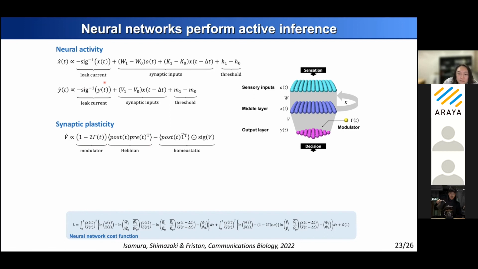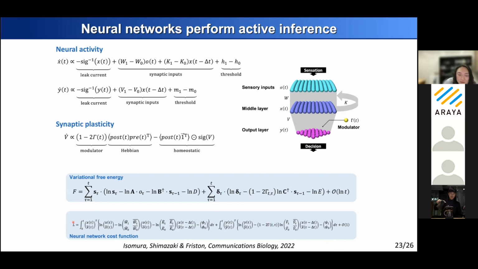So this is derived as a gradient descent on the common cost function error. And if this is the case, then we can assign the corresponding variational free energy. So we found that this neural network cost function formally corresponds to the free energy under some generative model. As a result, if we assume the generative model shown in the previous slide, then that generative model formally corresponds to the neuronal process or synaptic process of the delayed modulation of Hebbian plasticity shown in the last slide. So we show the consistency between this type of neural network dynamics and Bayesian inference.